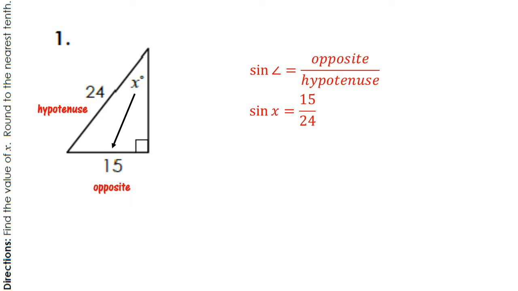To get there, we're going to press second and the sine key and then plug in our fraction. So what it looks like on paper is that x equals the inverse sine of 15 divided by 24. I plug that into my calculator, and I should come out with x is 38.7, and since this is an angle, I label it with degrees. Let's try another.